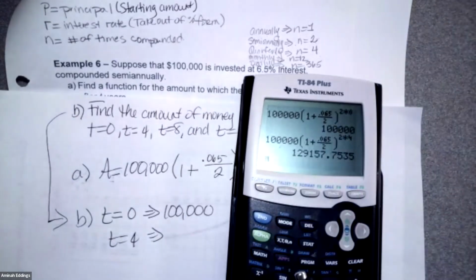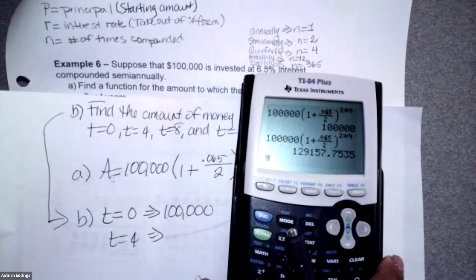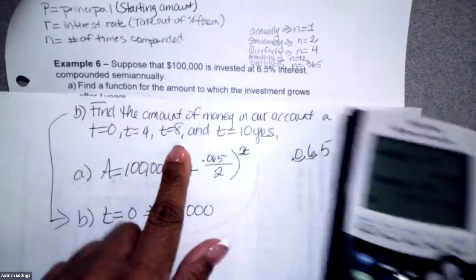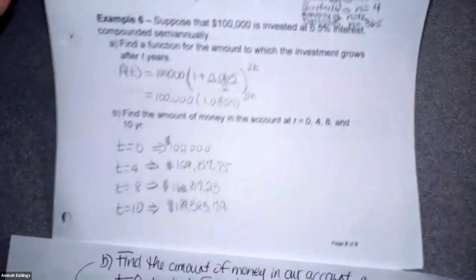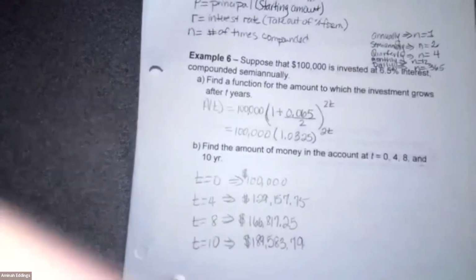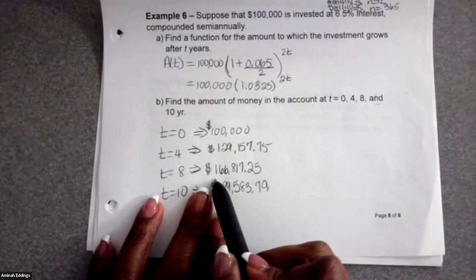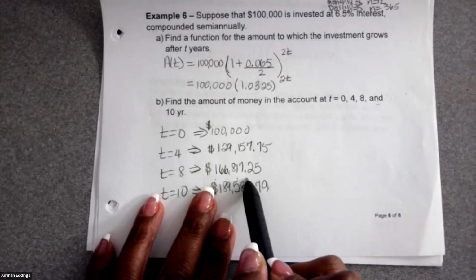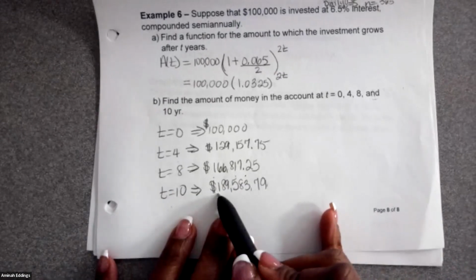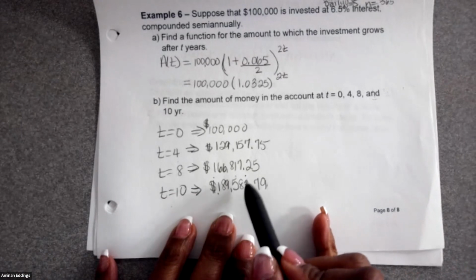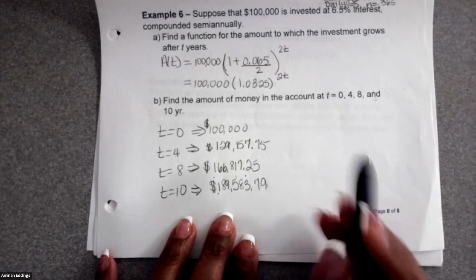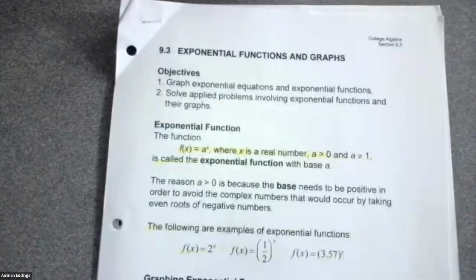Okay. And so then the other 2 is when t is 8 and when t is 10. So you can work those on your own, and then these are the answers that you should get, okay? So when t is 8, you should get $166,817.25. And then when t is 10, you should get $189,583.79. All right. That concludes our lesson on section 9.3. Have a good evening.